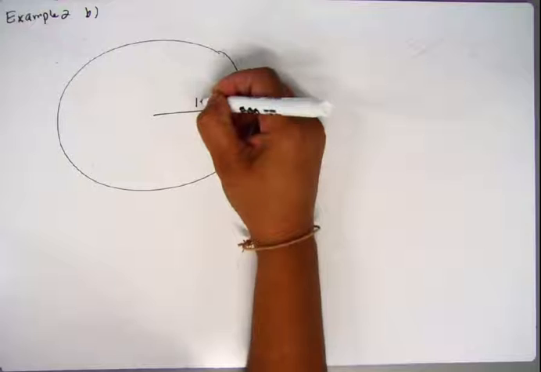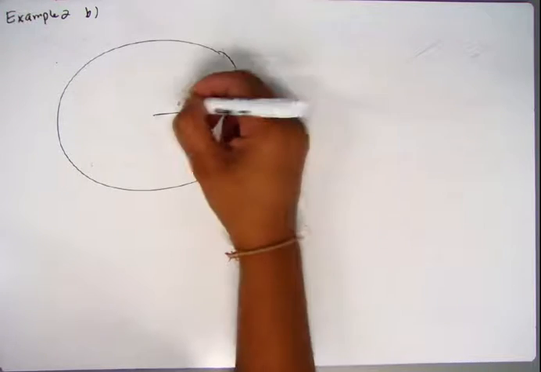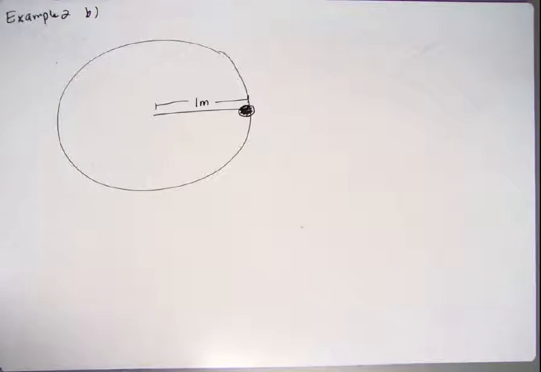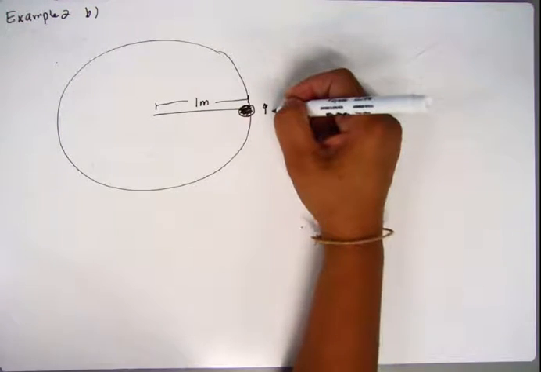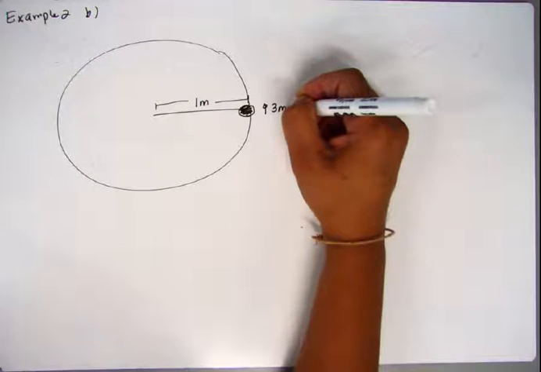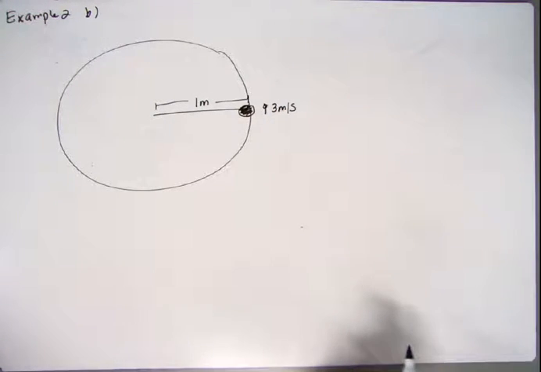So it's moving around like that. The string itself is 1 meter long. So you can see that the radius that the stone goes around in is 1 meter. And we're told it's traveling with a speed of 3 meters per second. So calculate the tension in the rope if the stone is rotating horizontally on a smooth, frictionless surface.